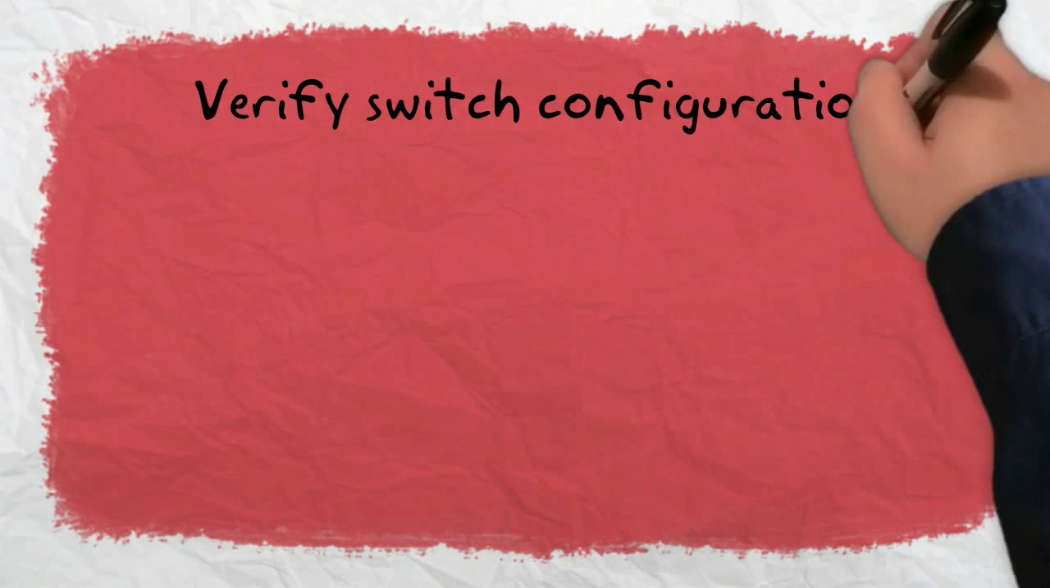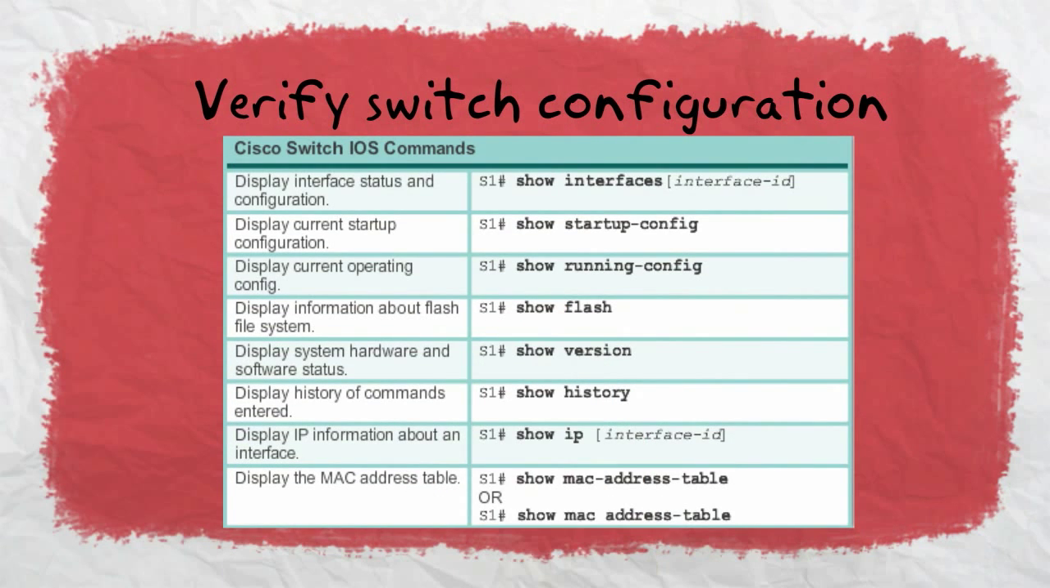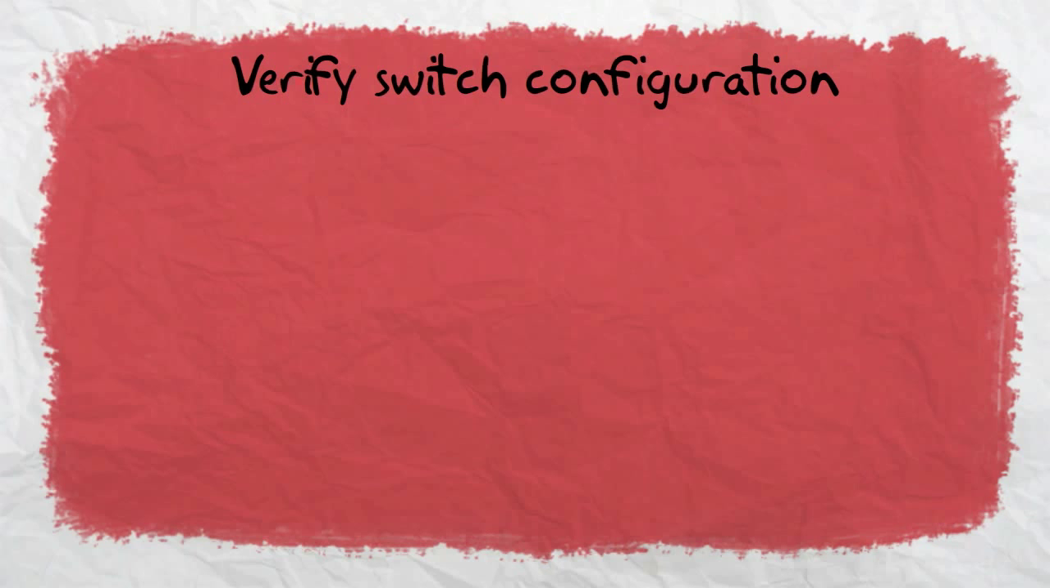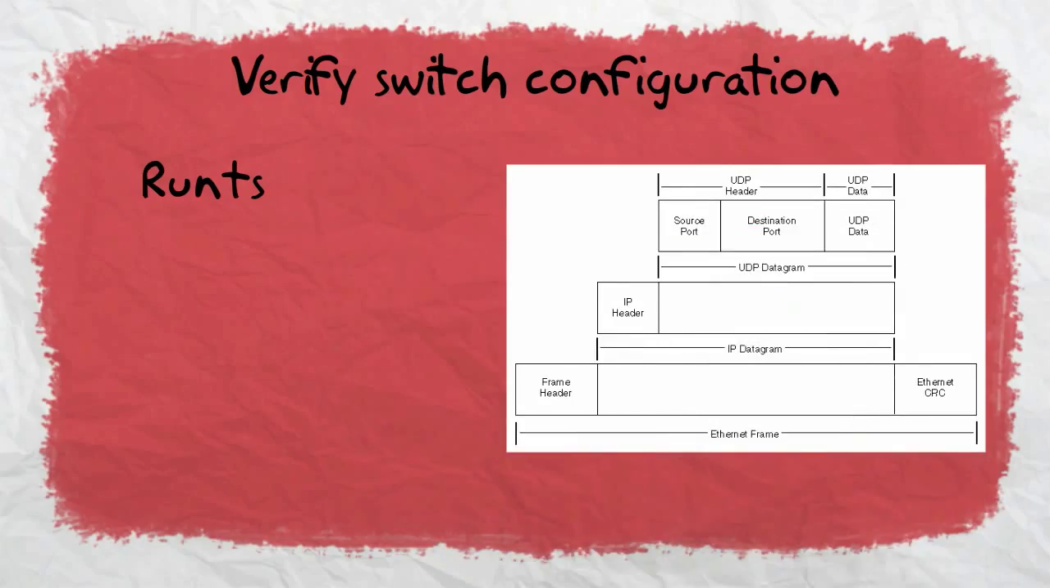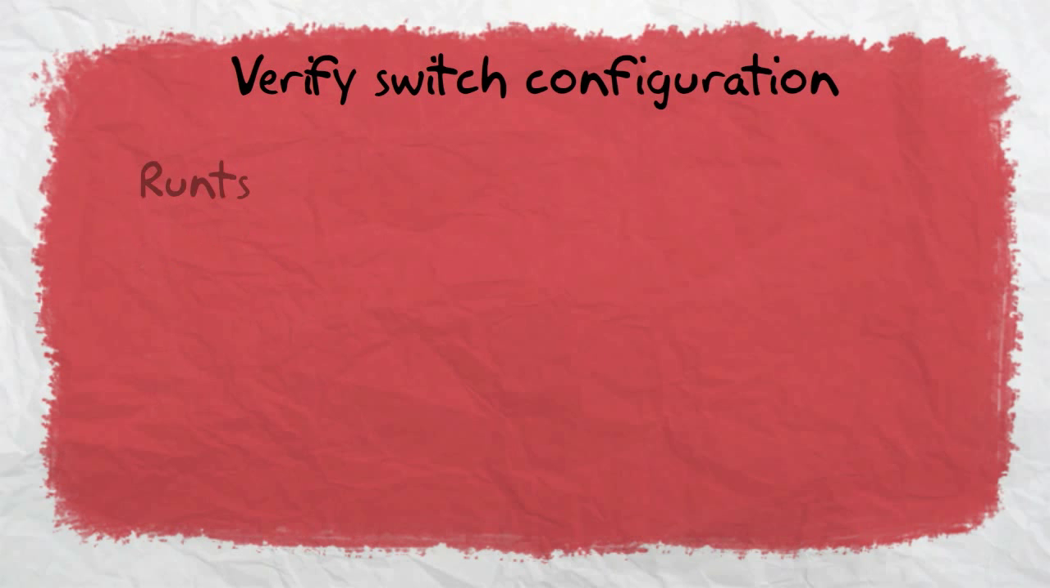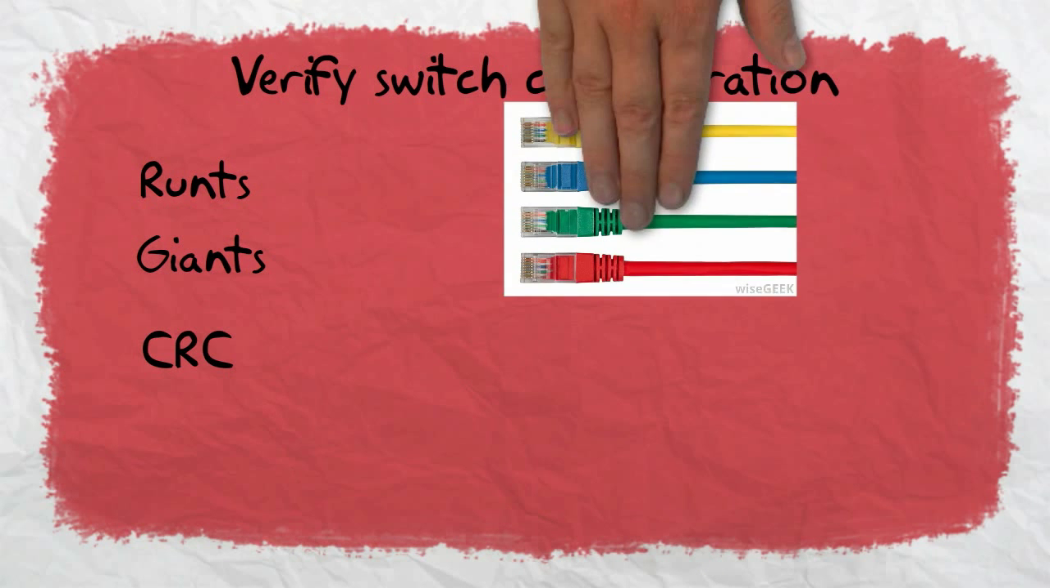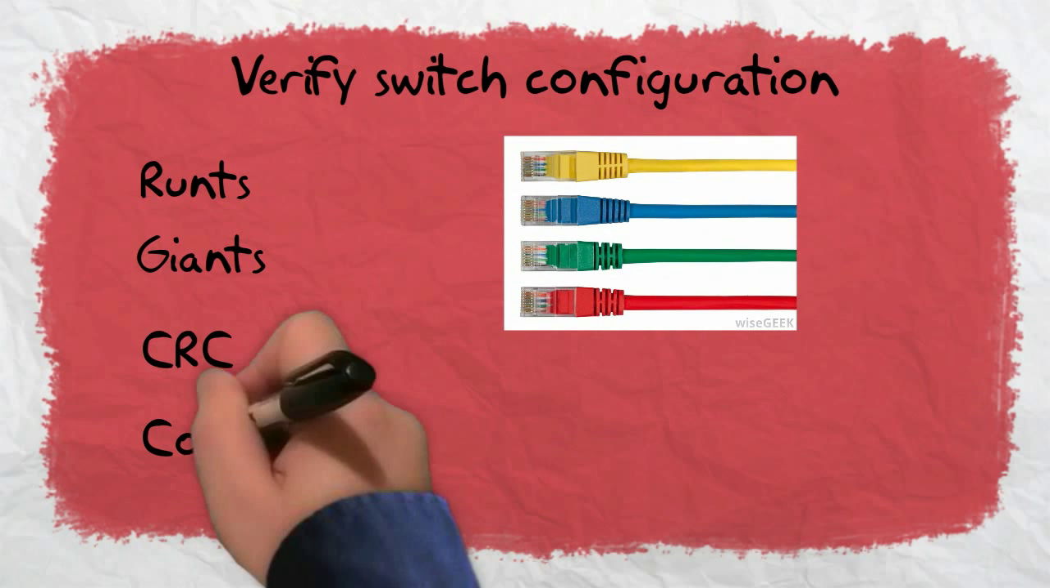Now we are going to verify the configuration of our switch. We have the show command, which can tell us many important things about the switch. For example, we can know if the interface is up or if there are problems such as runt frames, which are Ethernet frames that are shorter than the 64-byte minimum, giants, which are Ethernet frames that are longer than the maximum allowed, and CRC, which indicates a media or cable error, or if there are collisions.